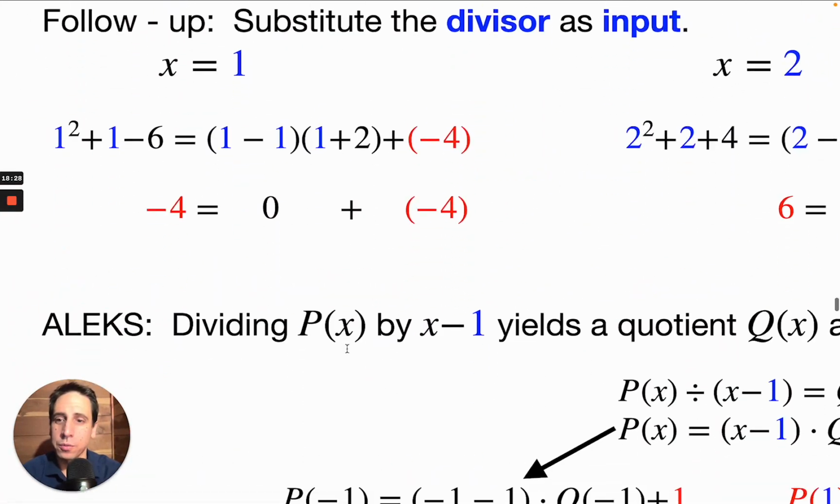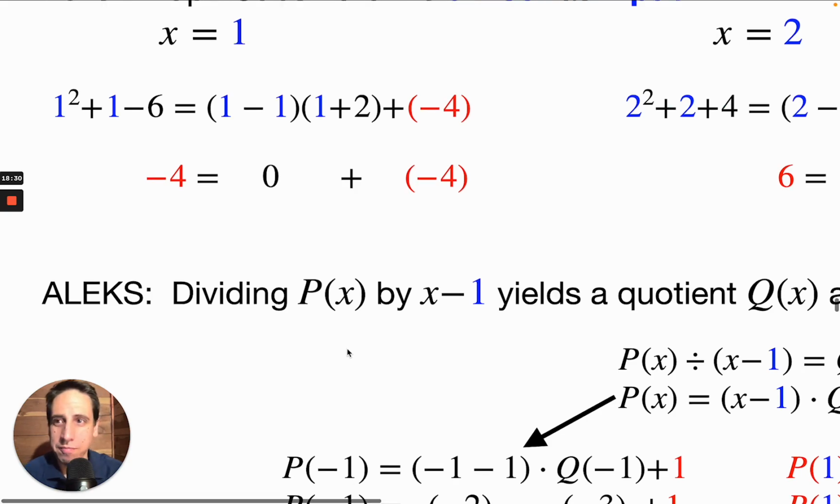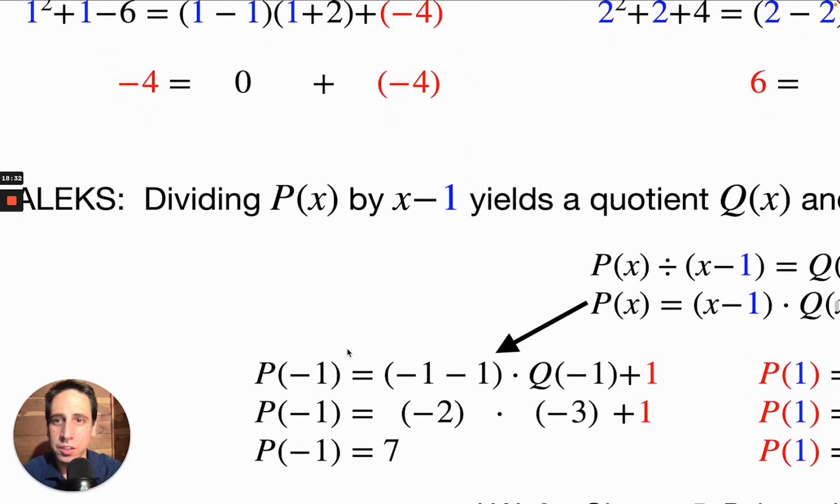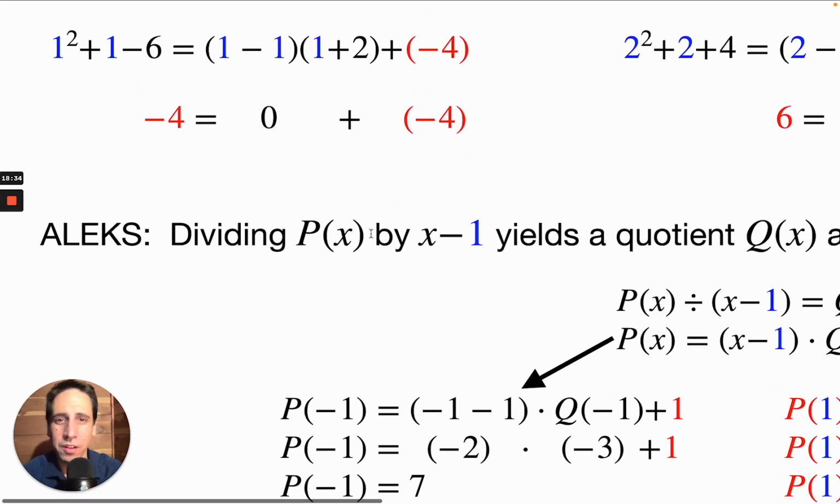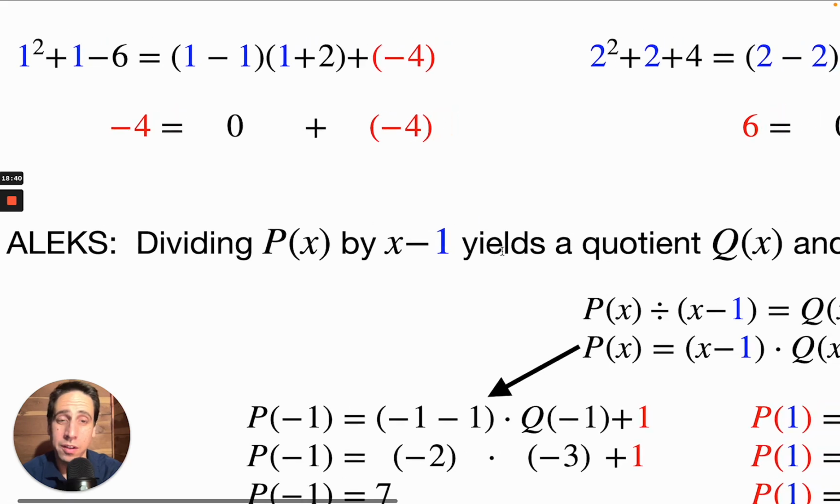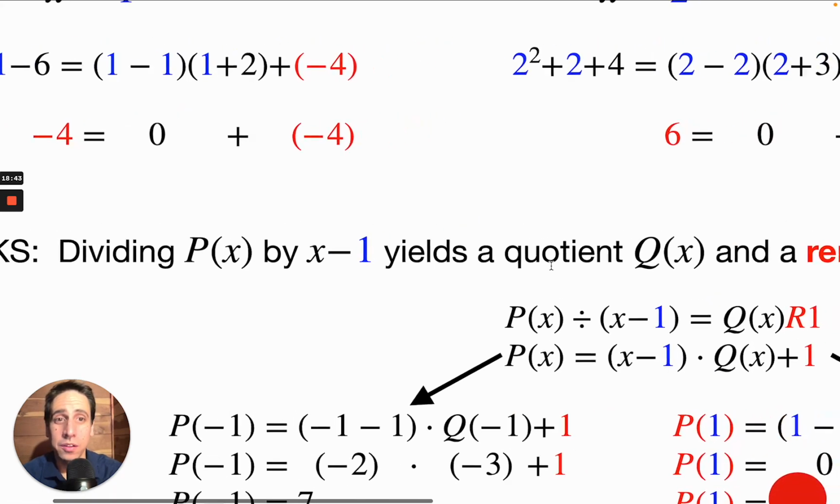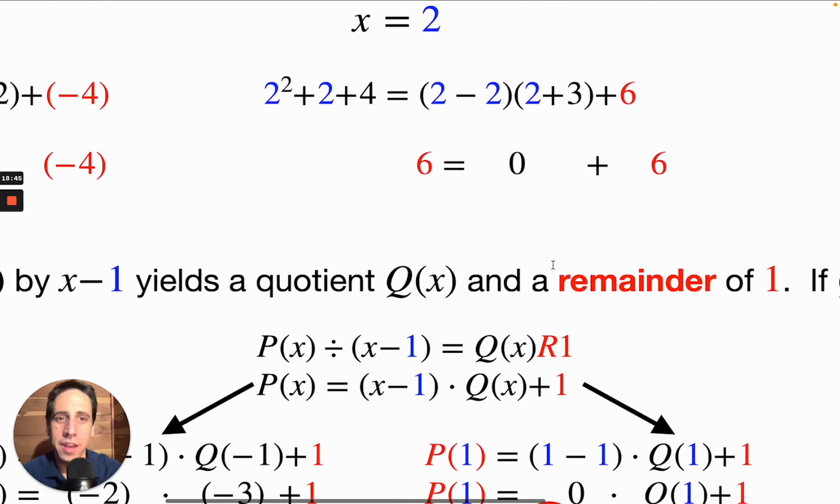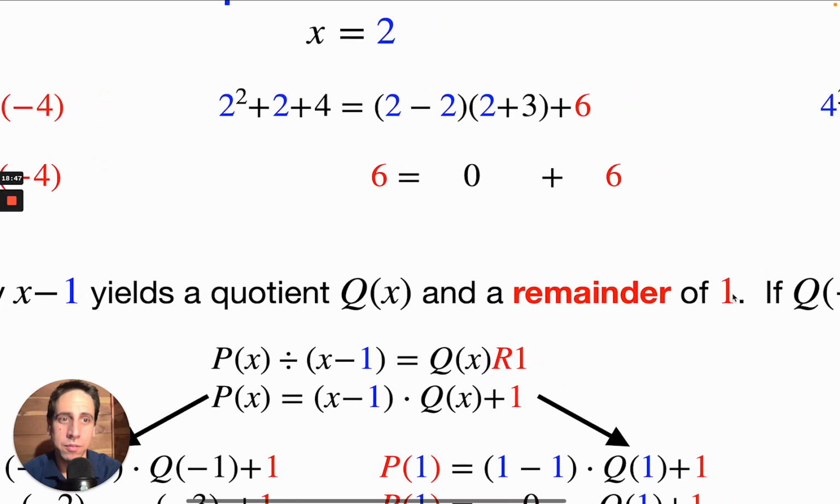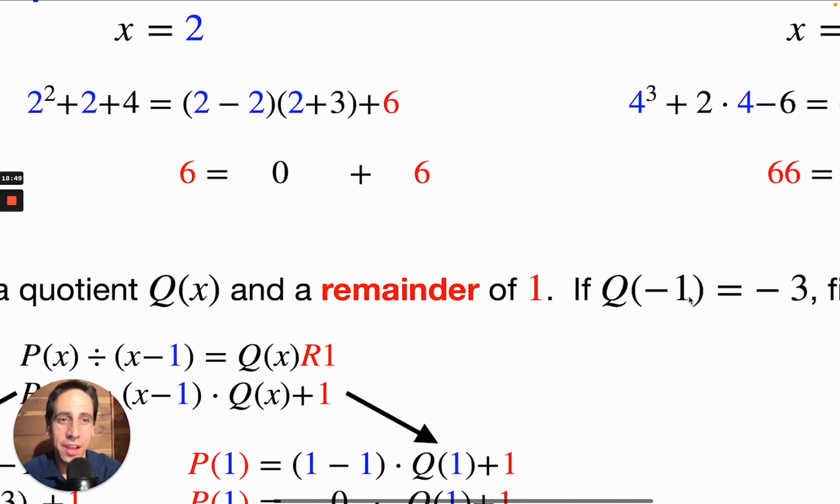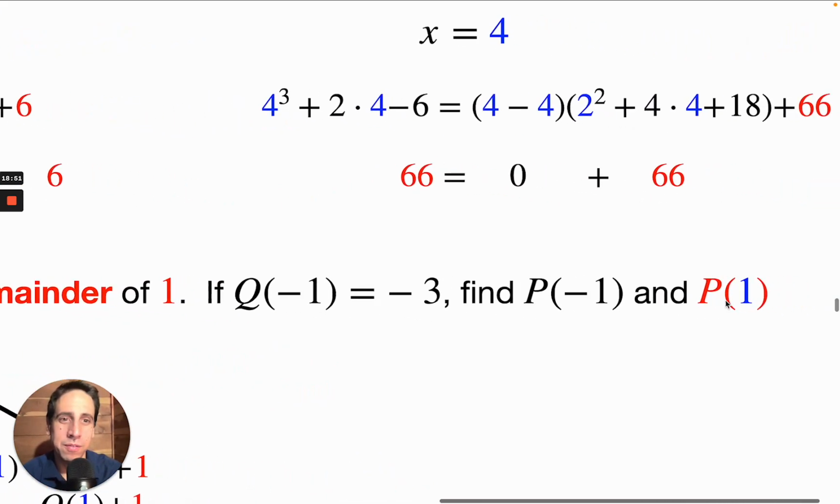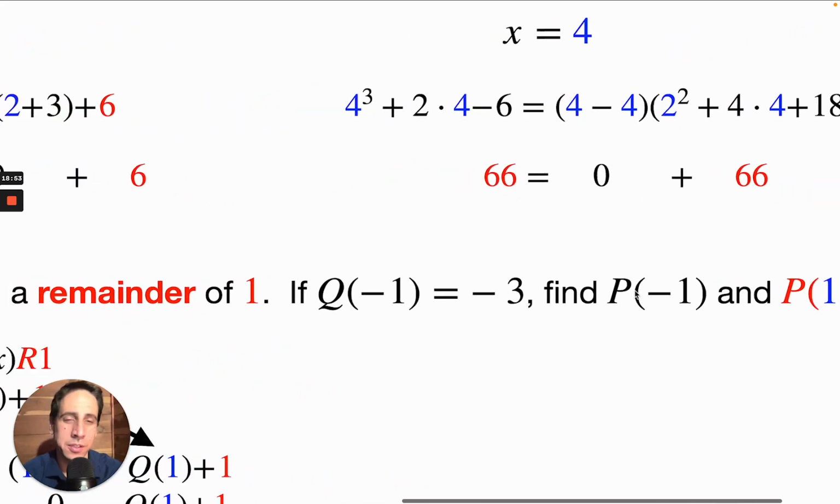All right, so here's what it might look like on alex.com. The instructions might say: dividing p of x, they don't even tell you what p of x is, but dividing some polynomial function p of x by x minus 1, here's the blue divisor, yields a quotient q of x and a remainder, red remainder of 1. If q of negative 1 is equal to negative 3, find p of negative 1 and p of positive 1.